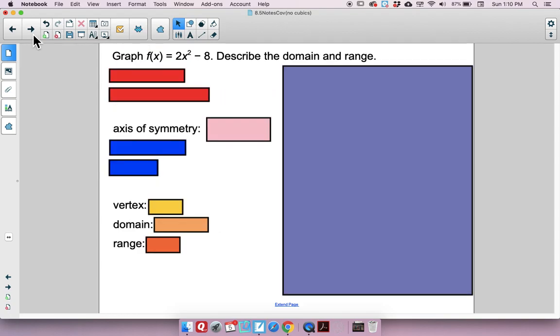All right. Moving forward, let's try this one. Graph f of x equals 2x squared minus 8, and then we're going to describe the domain and range. All right, similar thing here.